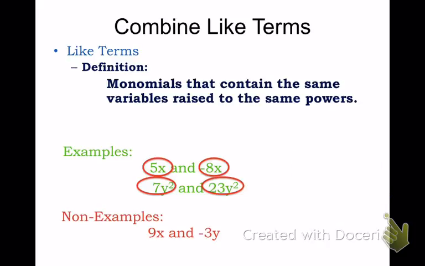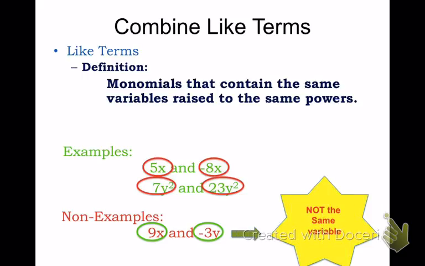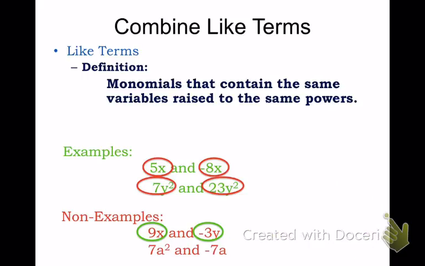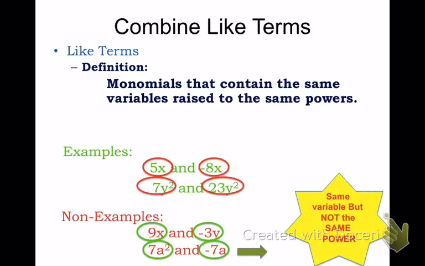Here's some non-examples of things you cannot combine. 9x and negative 3y. They don't even have the same letter, so you cannot combine those two. Not the same variable. 7a squared and negative 7a. They have the same letter, or variable, but they do not have the same power, so you cannot combine these two. So, not the same power.